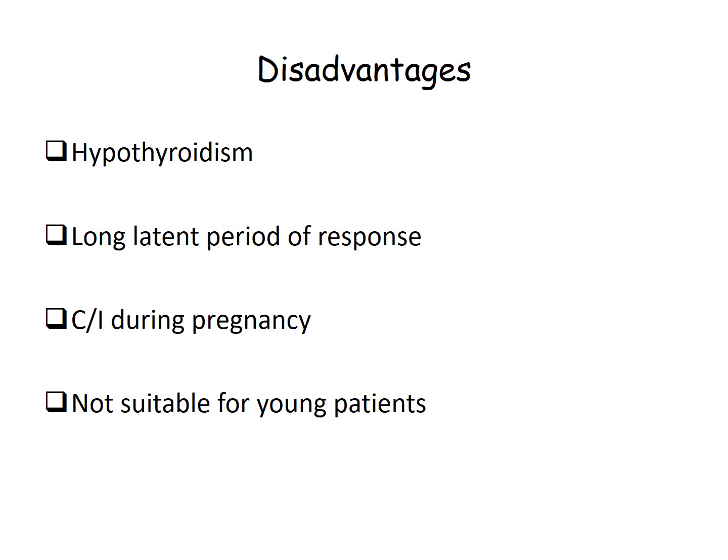Disadvantages: as I've told, they permanently destroy the cells, so there is a chance of hypothyroidism. And it also takes some time for the response, so there is a long latent period. That's why, as I've told, when we talk about thioamide use, we use thioamides along with iodine 131, because iodine 131 takes some time for action. To make a balance, till that time we use thioamides.